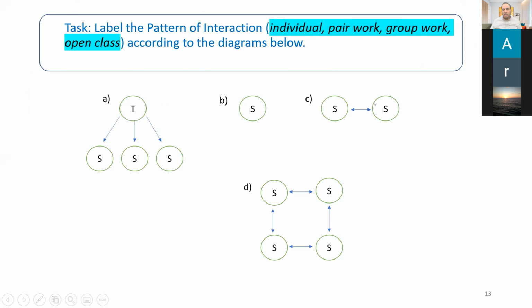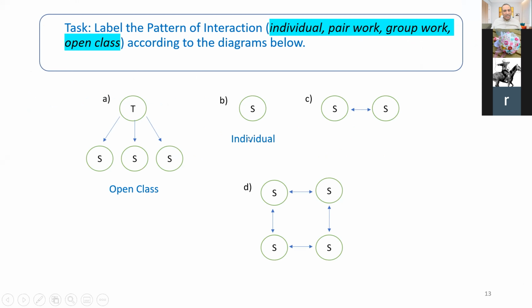And these are the different patterns of interaction. What's A? Teacher, whole class. And students. Yes, you are the octopus teacher. You're talking to everyone in front of everyone, and everyone is talking to you in front of everyone. So this is open class, or you can also call it whole class. B.